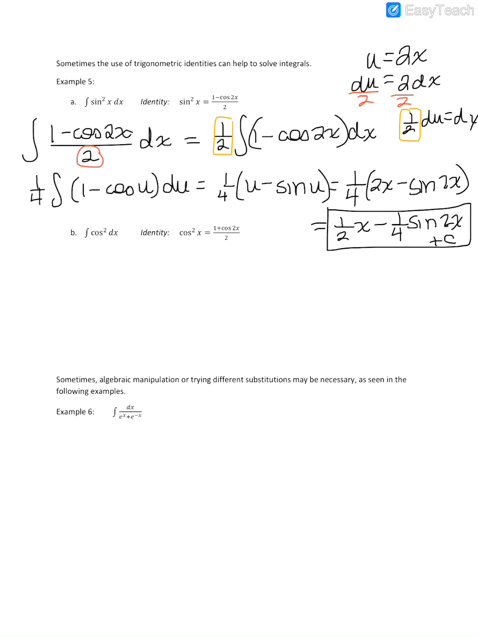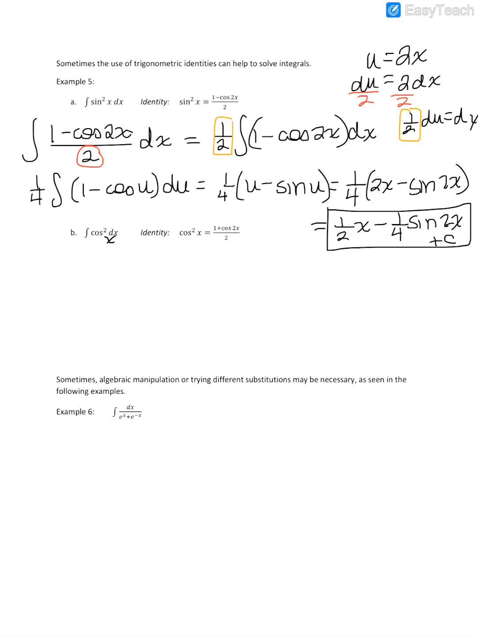Okay, let's look at b. On b, we're going to use another identity to substitute in, and again, this just helps us lower the power of the trig function. It looks like I have a typo here. I'm missing an x: cosine squared of x dx. This one's really similar to a. The only difference is it's a plus instead of a minus.